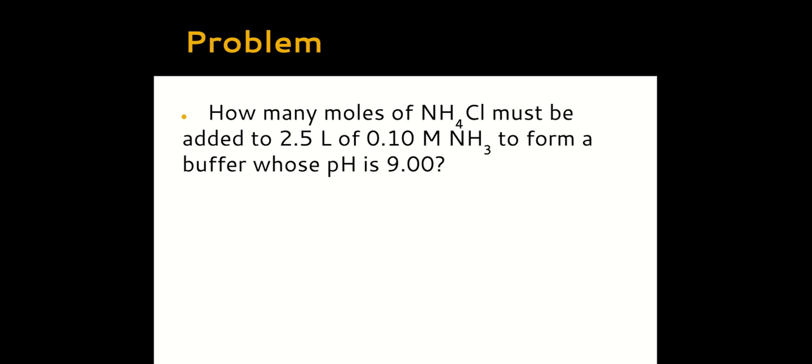How many moles of NH4Cl must be added to 2.5 liters of 0.1 molar NH3 to form a buffer whose pH is 9? Now, you were doing this with an ice table. I've got two words for you: brain bleed. Okay, maybe not, but it would be kind of gross. So I'm going to let you guys get that down.